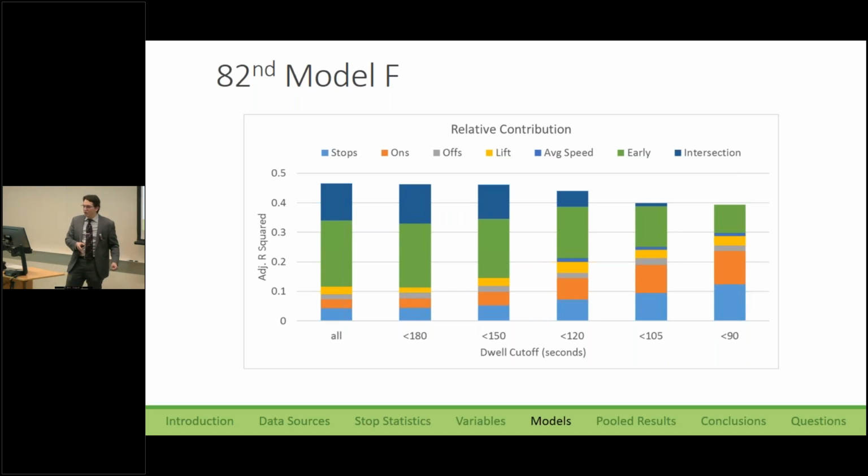When you have a stop like 82nd that has this huge range of possible dwell times, you would see models that would only use dwell times below a certain value, others that would ignore it altogether. And as you reduce the length of total dwell time that you allow in your model, the contribution assumed of the ons and offs is assumed larger and larger, indicating a bias in some of the data sets. Once you include everything, you can still have a decent R-squared, but it's understood that early and that intersection variable are much more important. So this brings us into the pooled results.